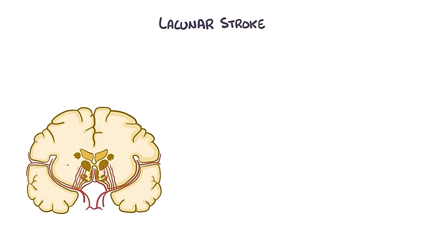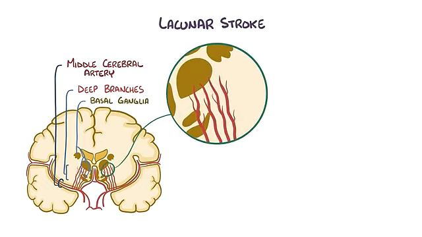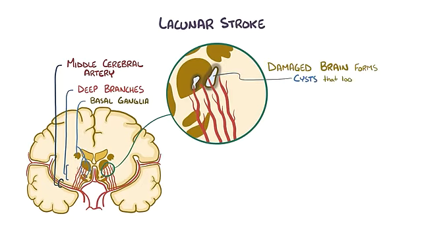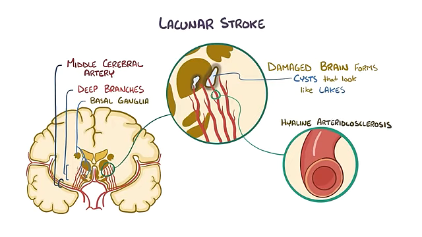One specific type of ischemic stroke is called a lacunar stroke, and they typically involve the deep branches of the middle cerebral artery that feed the basal ganglia. Lacunar refers to lake, and is called that since after a lacunar stroke, the damaged brain tissue develops fluid-filled pockets called cysts that look like little lakes under a microscope. Lacunar strokes classically develop as a result of hyaline arteriolosclerosis, which is when the arteriole wall gets filled with protein. This can happen as a result of hypertension or diabetes, and can make the artery wall quite thick, reducing the size of the lumen.